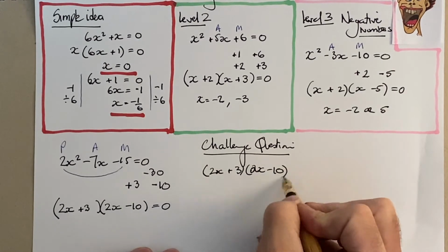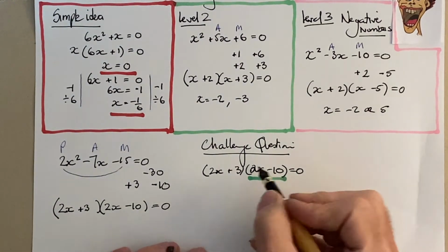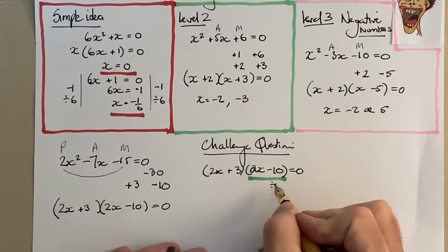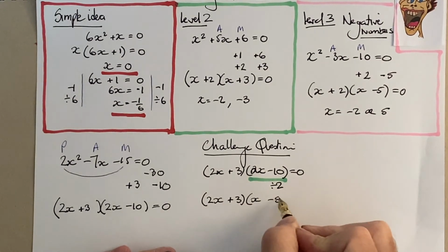and hopefully you'll notice something here with these numbers. Hopefully you'll notice that you can divide both these by 2. And that's really good because that means I end up with x minus 5 equals 0.